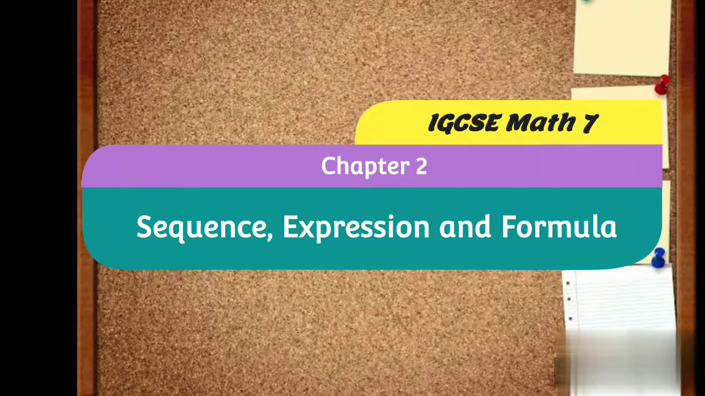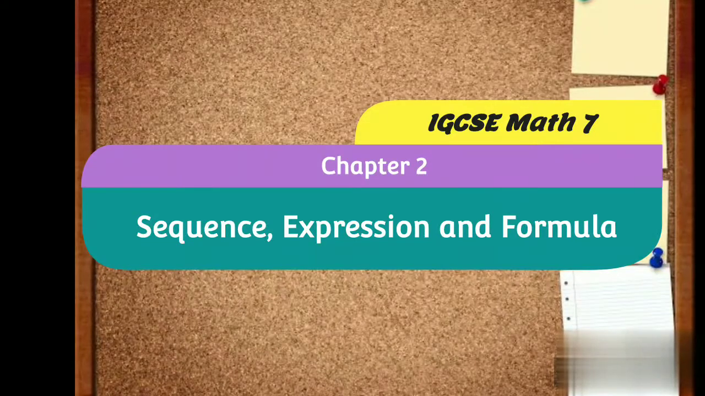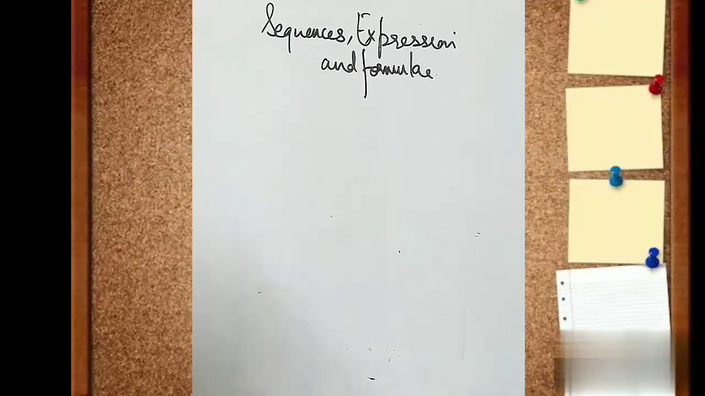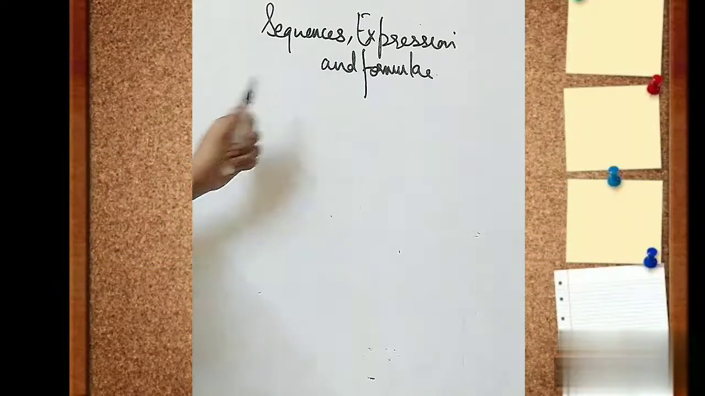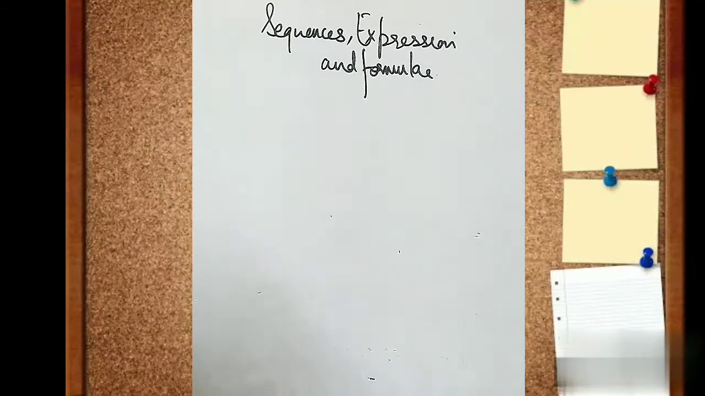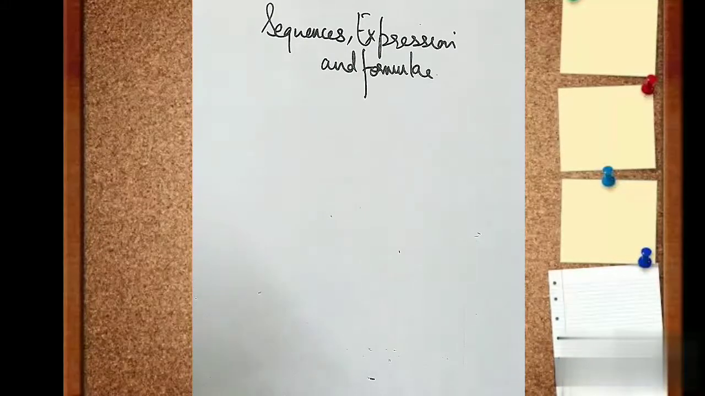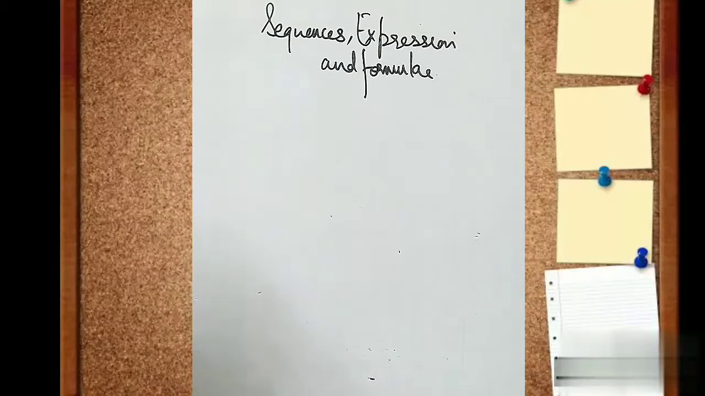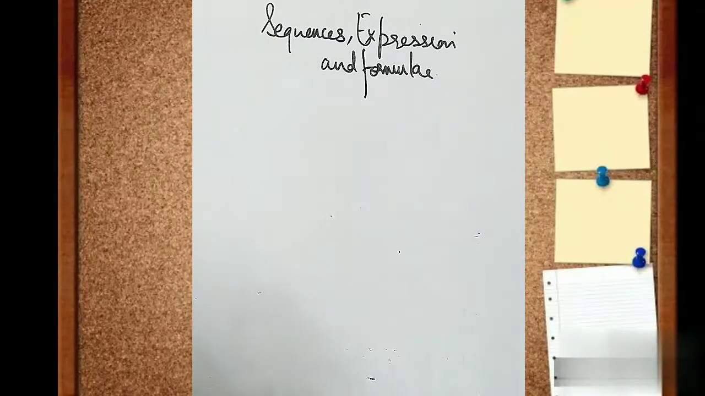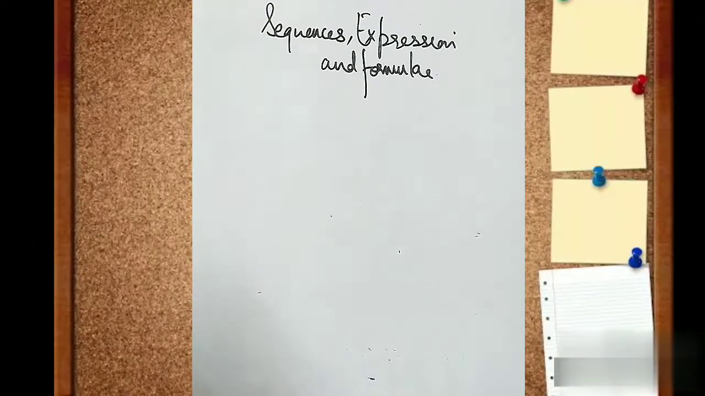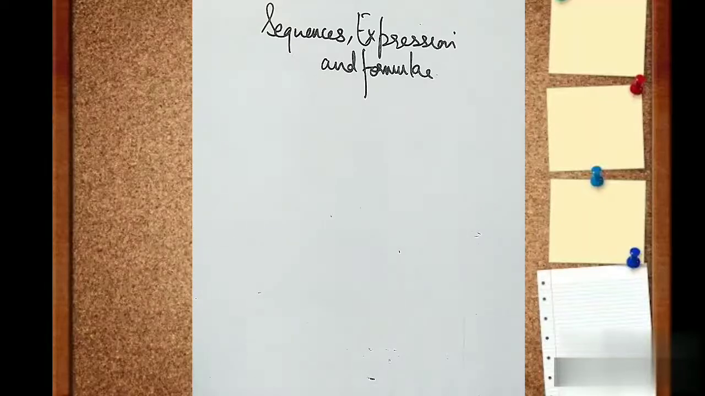So now we'll start with the second chapter, that is sequence, expression and formula. Now we'll start with the first topic, that is sequence. What is a sequence? Some pattern is repeated. You will observe a certain pattern, students. That thing is called a sequence. Now it can be a number sequence or it can be a pattern sequence. Now we'll see with an example.